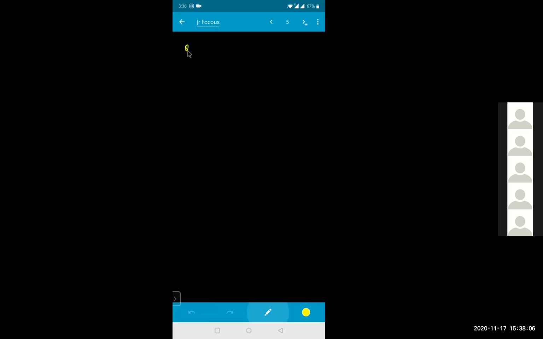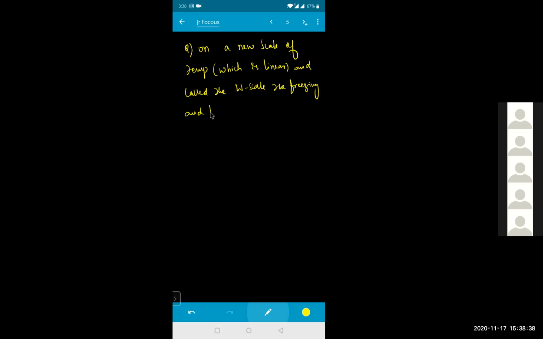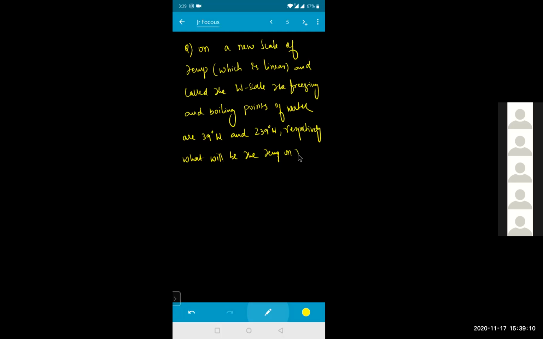Look at the next question, do it quickly. On a new scale of temperature, which is linear and called the W scale, the freezing and boiling points of water are 39 degree W and 239 degree W respectively. What will be the temperature on the new scale?